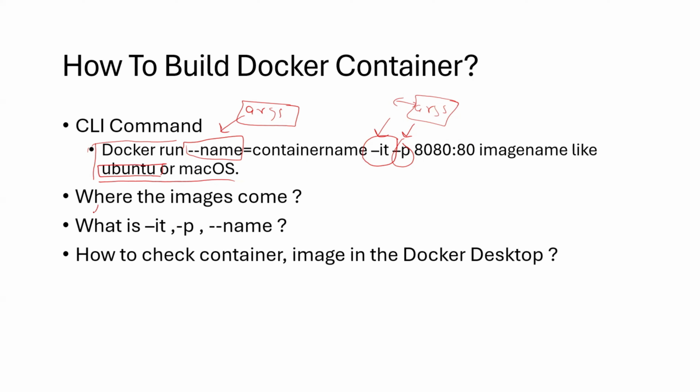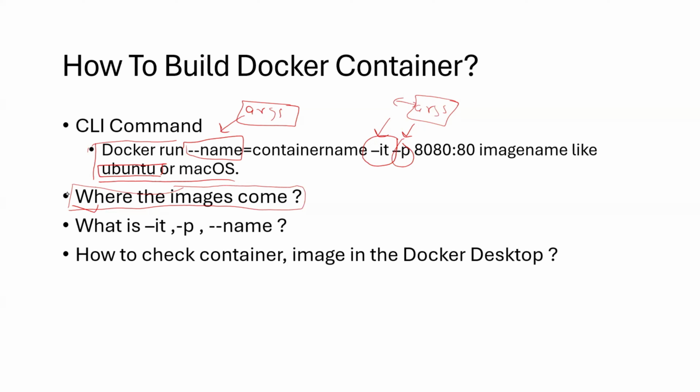Now, another question I have: where do the images come from? So we need to check. I have already explained, Docker first searches for images in the local. If it finds images in local, then it will start building the container. If it doesn't find them, it will go to the remote registry that you have, and whatever repository in the registry has the images, it will fetch them and start building the container.